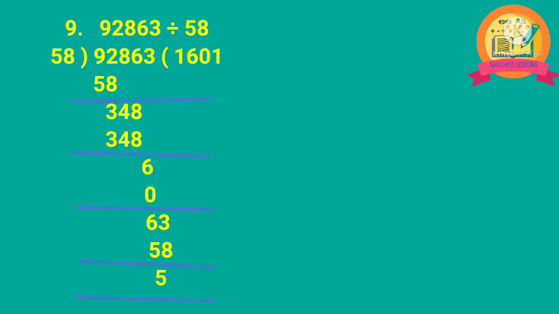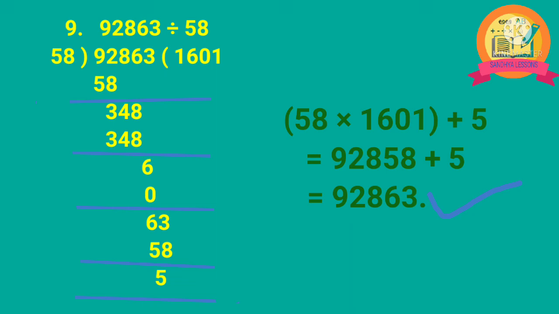Ninth problem, 92,863 divided by 58. After dividing 92,863 by 58, we get 1601 as quotient and 5 as remainder. For verification, we use the formula dividend is equal to divisor into quotient plus remainder. That is equal to 58 multiplied by 1601 plus 5 is equal to 92,863. So the answer is correct.